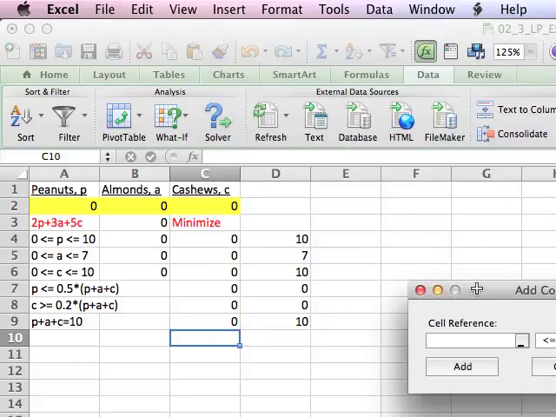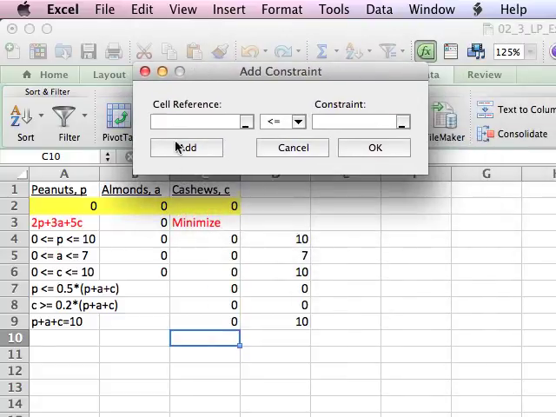Alright, so for the first one, let's see, how do I want to do this? I guess I'll go left to right. So I want this to be less than or equal to this one. And then I'm going to add. Remember, I've only done half of that, so now I'm going to do this is less than or equal to this one. And then move on to row 5.